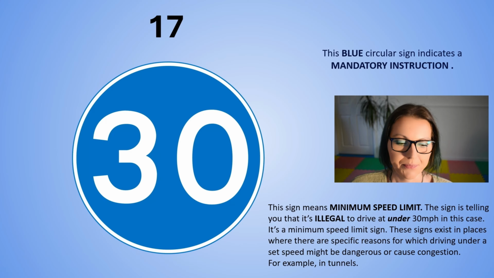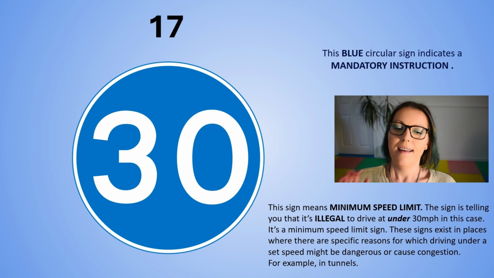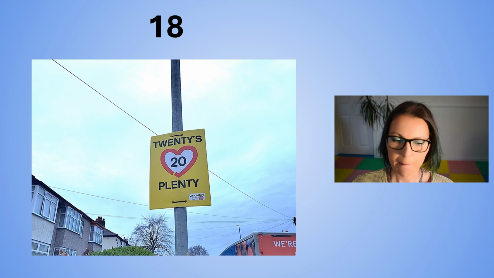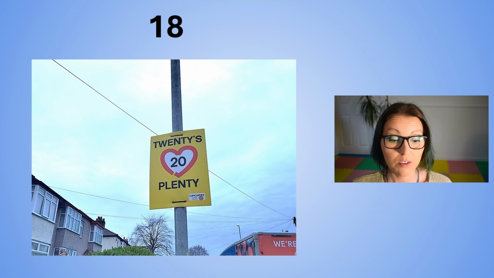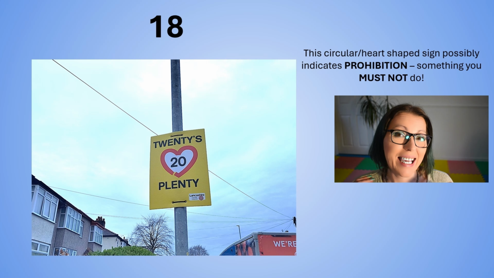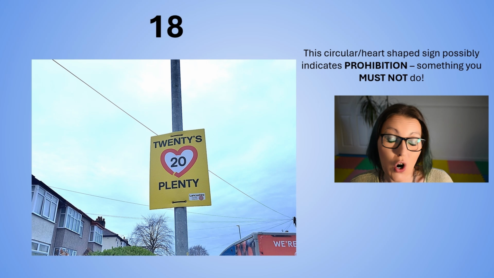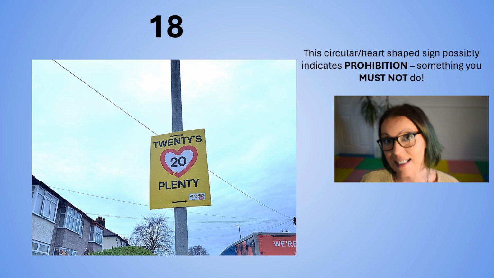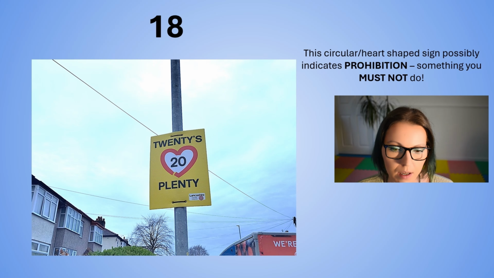Sign number 18. This is actually a sign that I found in my area and I took a photo of it because I found it quite interesting. I'm not sure if you've come across it yourself, but this circular or heart-shaped sign possibly indicates prohibition, something you must not do. And I say possibly because it's not 100% confirmed in all of the areas in the UK, but you will understand a bit better just as I explain to you the whole meaning of it.